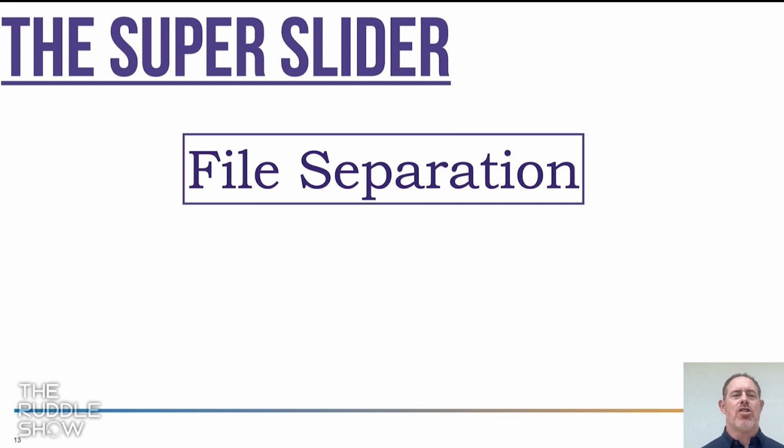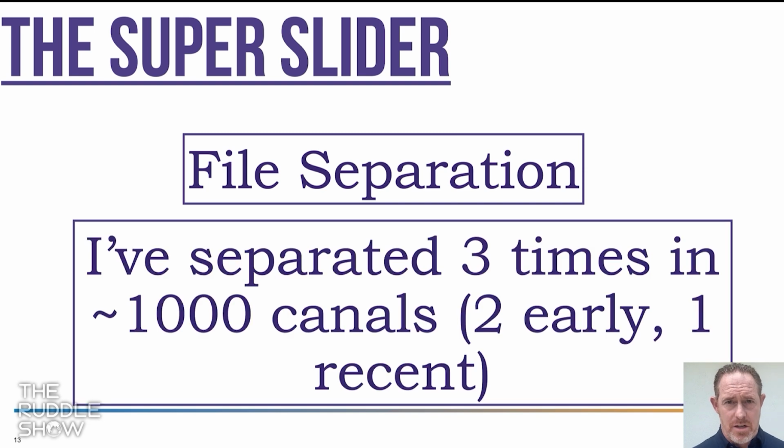Now, what about the dark side? The dark side of using rotary negotiation, that would be file separation. Okay, so it can happen if you're rough with this. You can separate. Now, I've separated, you saw how many canals I did, over 1,000 canals, over 1,100 canals. I've separated 3 times. Okay, 2 of them were early and 1 was recent. Okay, I was being a little bit rough. All 3 of them I was being rough.